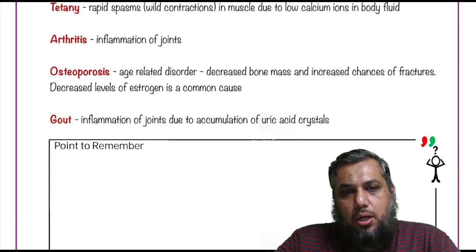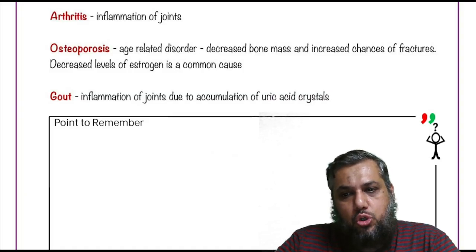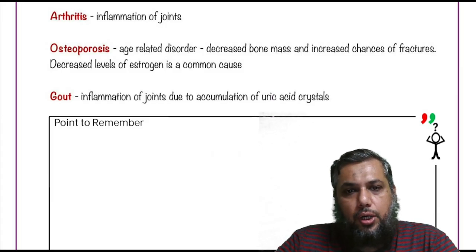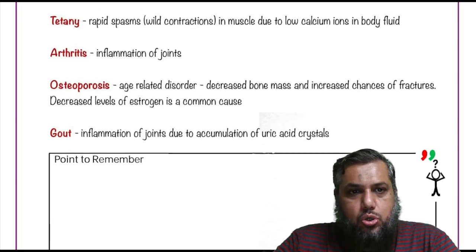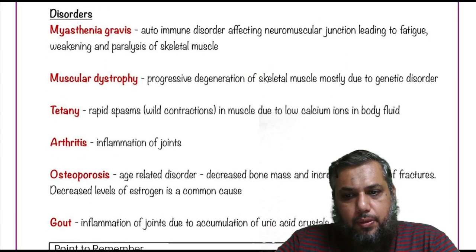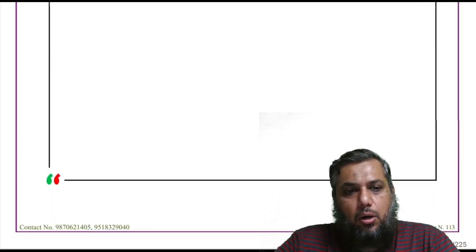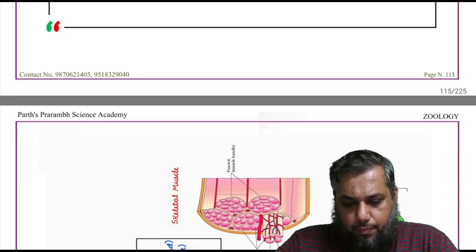Then there is a condition called gout or gouty arthritis, जहाँ पे there is inflammation of the joints due to the accumulation of uric acid crystals. So this is the quick summary of the different disorders like myasthenia gravis, muscular dystrophy, tetany, arthritis, osteoporosis, and gouty arthritis.